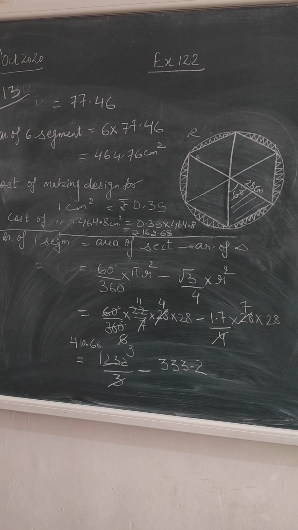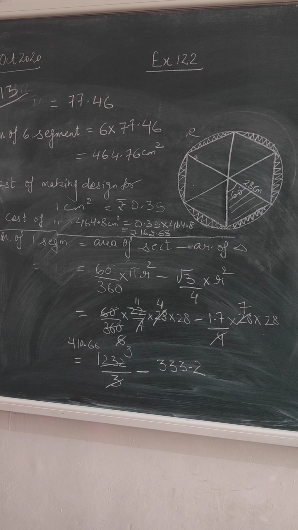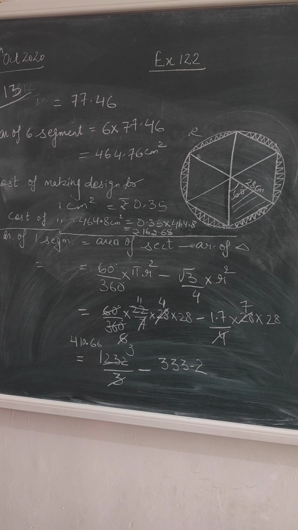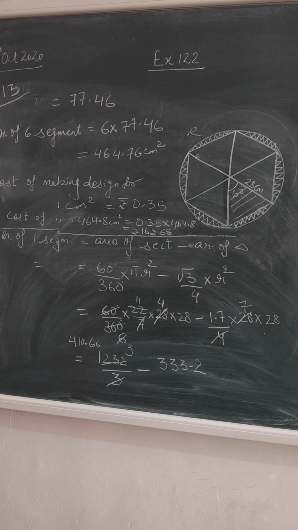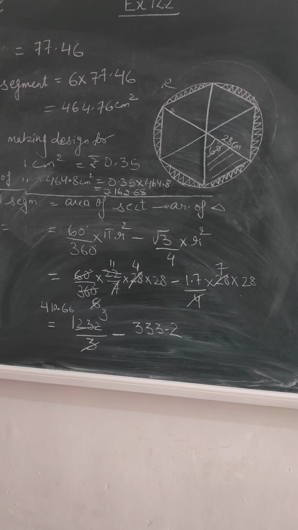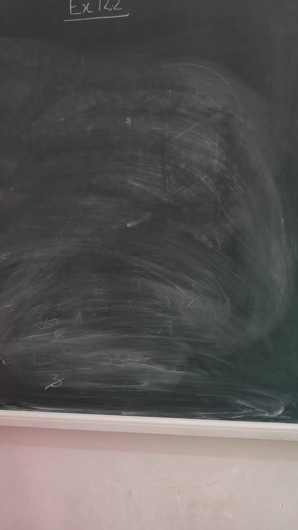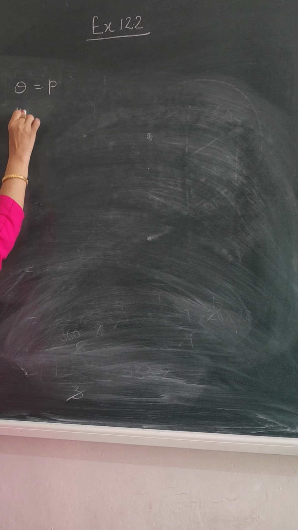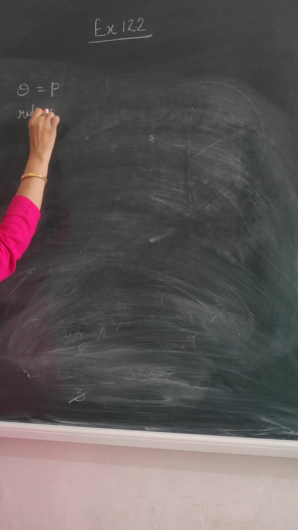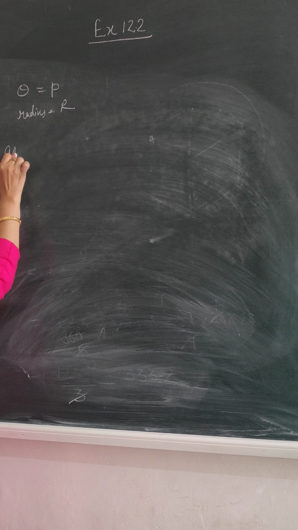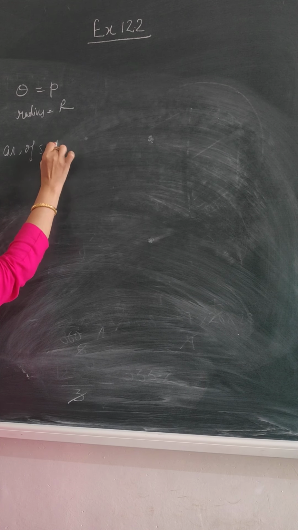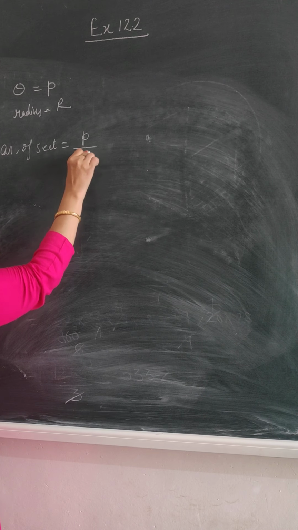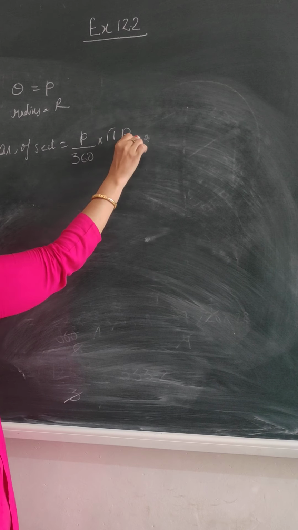Now question number 14 is, take the correct answer in the following. Area of sector of angle P of a circle with radius R is. So beta here we have theta is equal to P and radius is equal to capital R. So accordingly area of sector is equal to theta by 360, means P by 360 into pi capital R square.